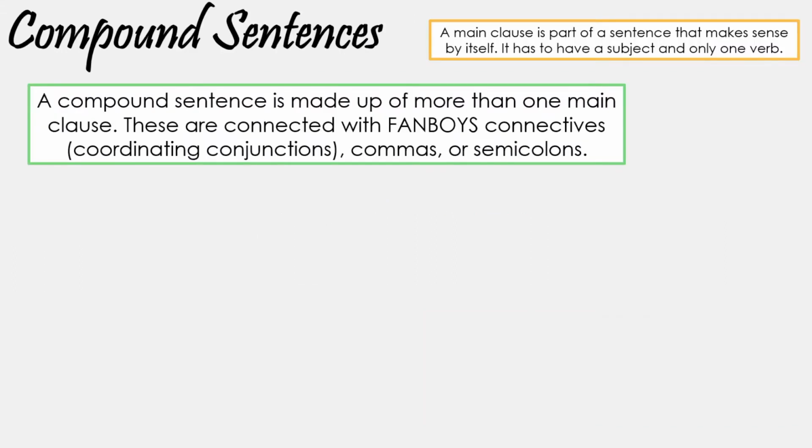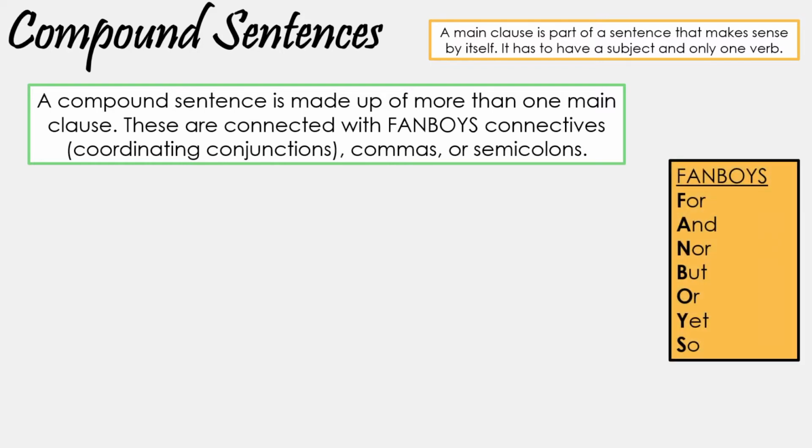So if a simple sentence is one main clause, what happens when you want to include more than one main clause? Well, if you do, then it's called a compound sentence. A compound sentence is just more than one main clause with FANBOYS connectives to link them up. They can also just have semicolons or commas to link them up too. Now I've listed the different FANBOYS connectives in the orange box here.